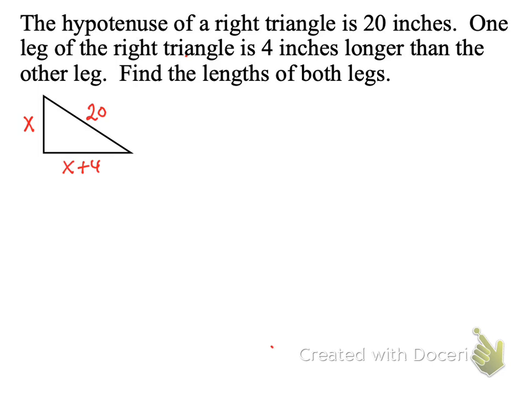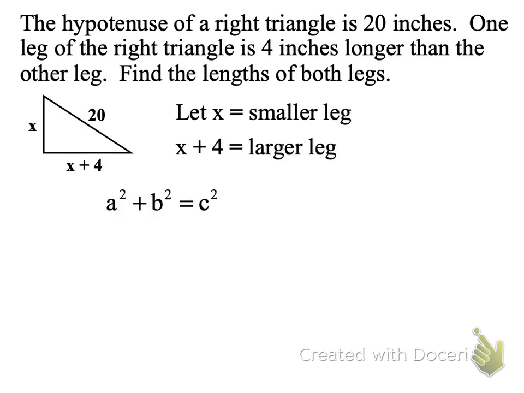So now what are we going to do to find the length of both of those? If we want to find side length, what formula do we use? A squared plus b squared equals c squared. The Pythagorean theorem. And we're going to substitute it in: x squared plus the quantity x plus 4 squared equals 20 squared.